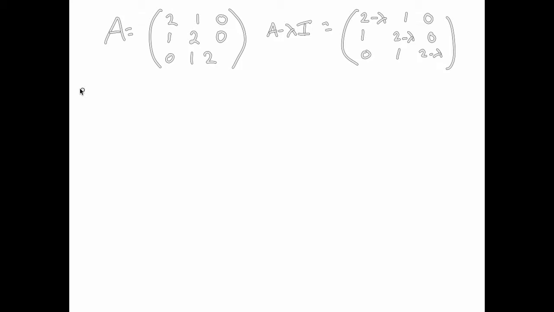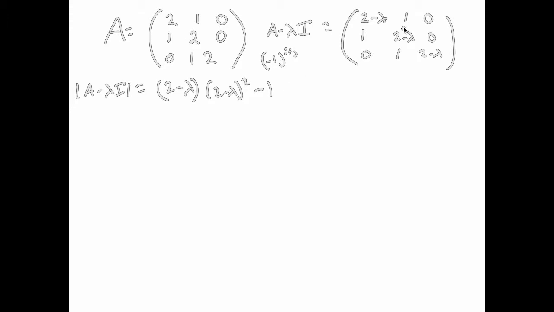Then we're going to take the determinant of that. Expanding on the first row, we get 2 minus lambda times the determinant of this, which is 2 minus lambda squared. Then the next one is going to be minus 1, because remember there's a minus 1 to the i plus j in front of each of the determinant terms, and this is the first row, second column. 1 plus 2 is 3.